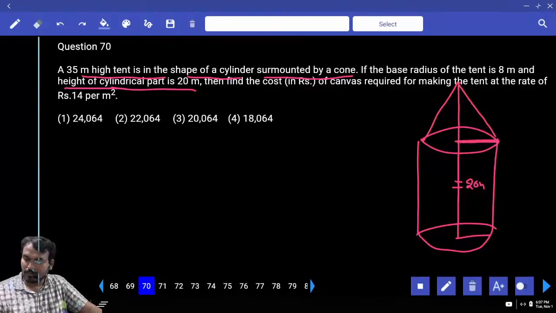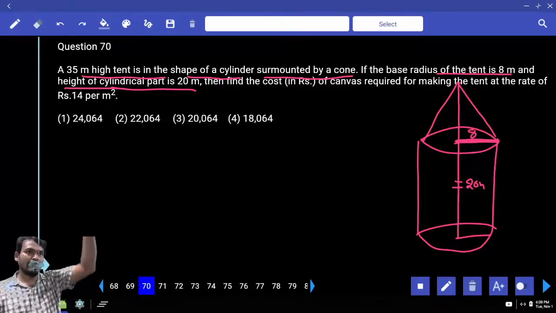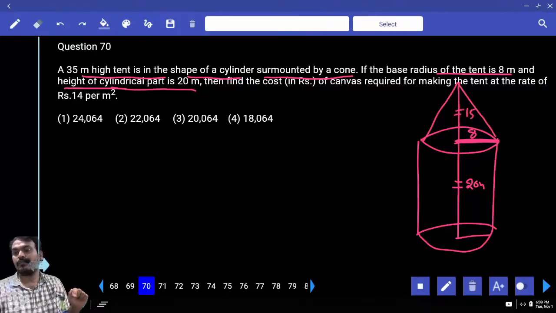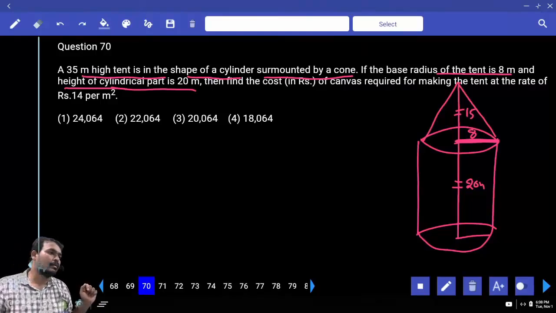What is the radius of the tent? 8 meters. Base radius means this is the base, 8 meters. What is the total height of the tent? 35. In that, the cylinder is already 20. The remaining is 15. That 15 is the cone height.